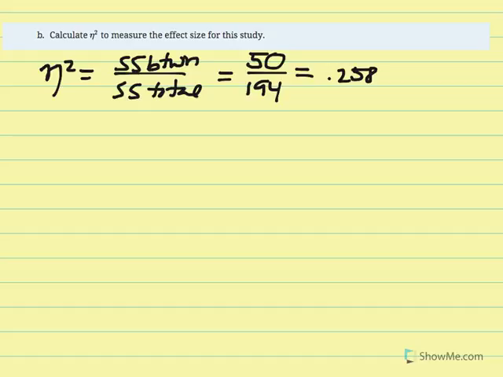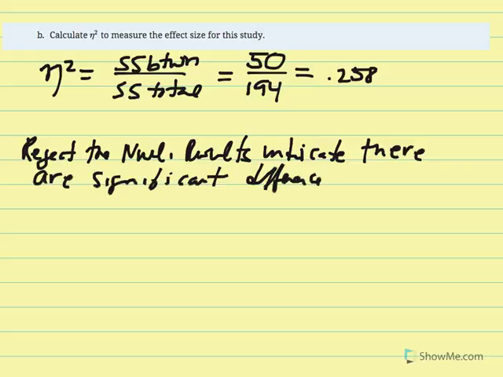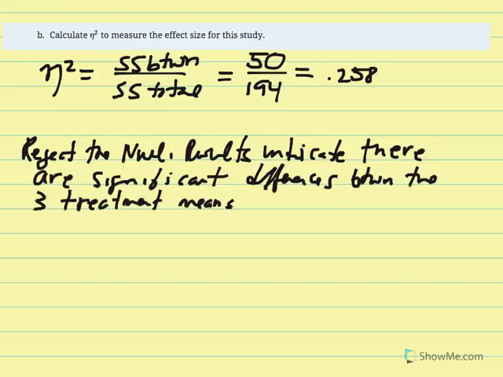So our concluding statement would read as follows. We reject the null. Results indicate there are significant differences between the three treatment means. You could also write it as that there are significant differences between three levels, three conditions. This is just another alternative to three treatment means.